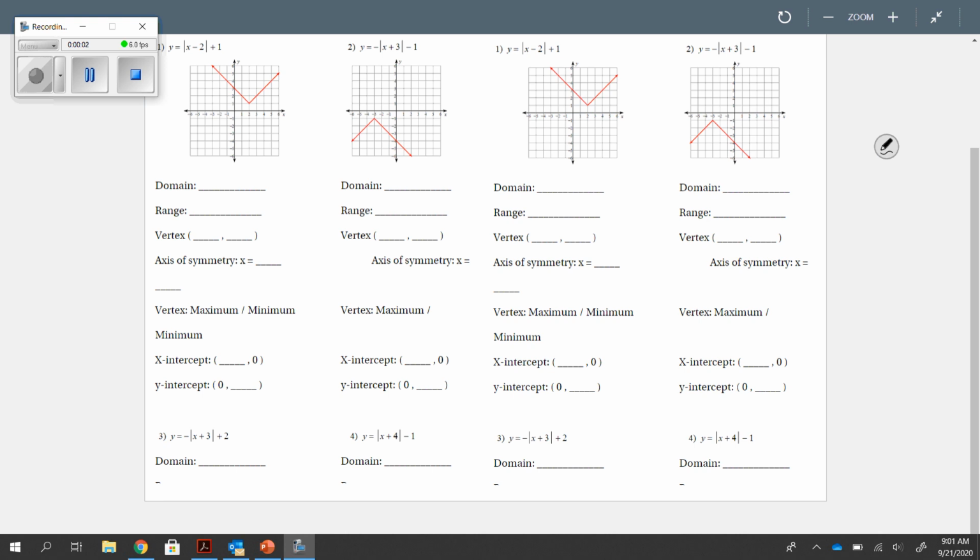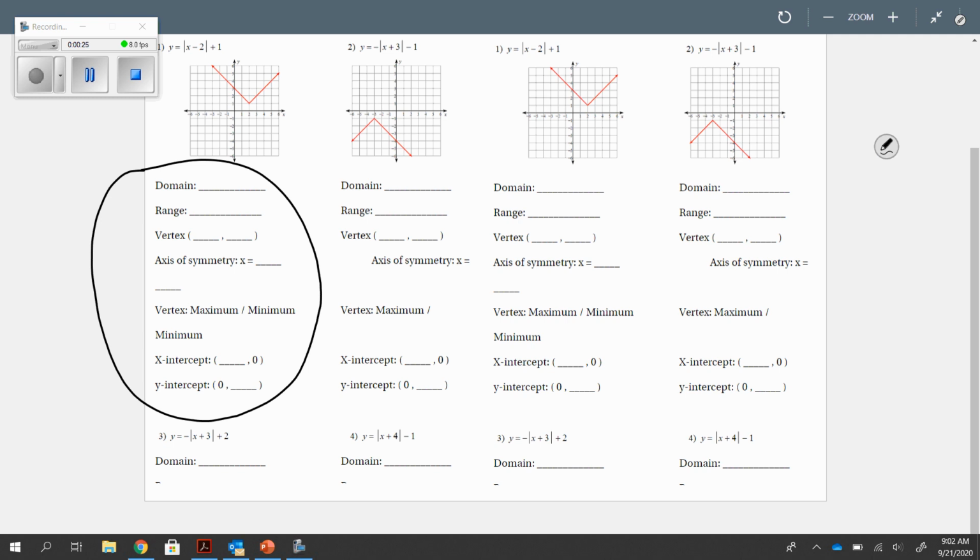This is part 2 of graph attributes for absolute value functions, because if we look at number 3, I thought it was a typo with no graph, but actually we need to determine all of this without a graph, okay? So we look at number 3: y equals negative, absolute value of x plus 3, and then plus 2.